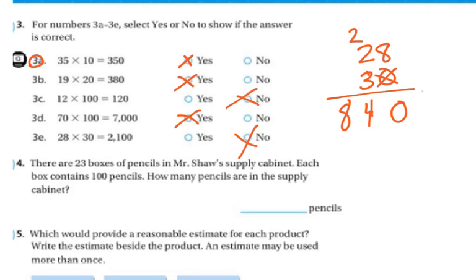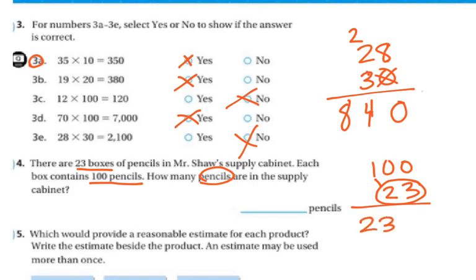All right, the next one says there are 23 boxes of pencils in Mr. Shaw's supply cabinet. Each box contains 100 pencils. How many pencils are in the supply cabinet? So I'm going to be multiplying 100 times 23. And this should be pretty easy because if I do 23 times the 1, I get 23. And then how many zeros were in my problem? Mental math, right? I can just add them there. So 2,300 pencils were in the supply cabinet.